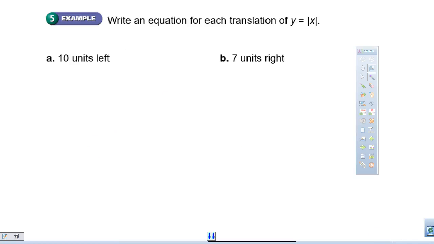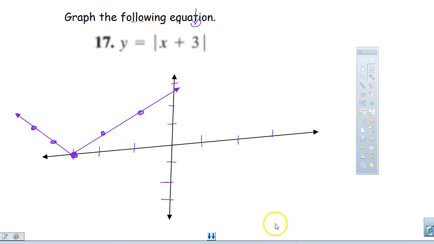All right, example 5. Give you guys just a second. Looks like a few of you are still finishing up that graph. Any questions on this one before we jump to example 5?